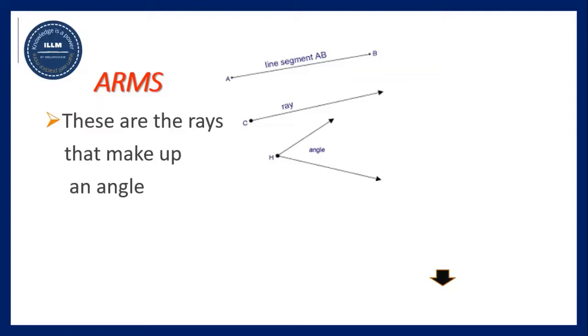When we join two rays with a common point, they make an angle. Now in this diagram, you can see two rays. One is ray 1 and the second one is ray 2. Both rays represent arm 1 and arm 2. When these arms join together at the common point S, they make an angle.